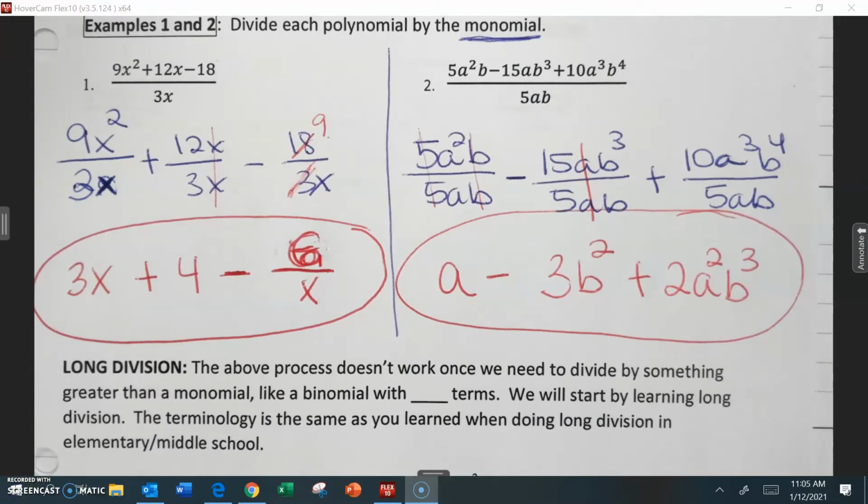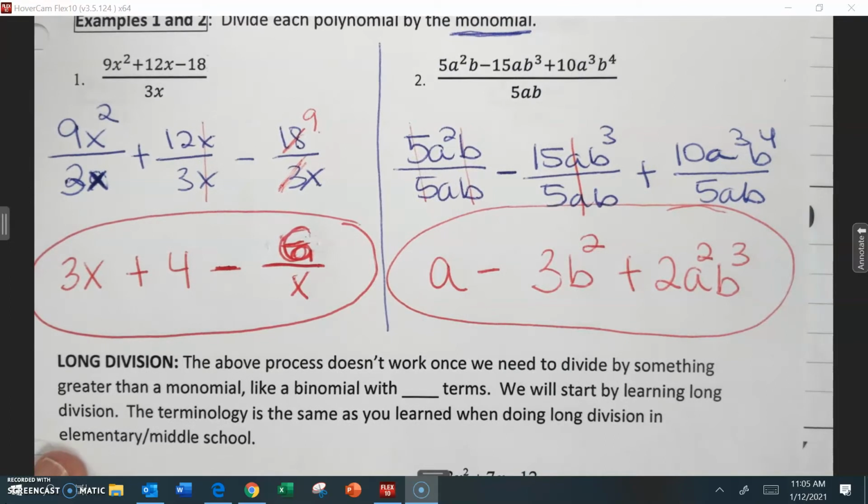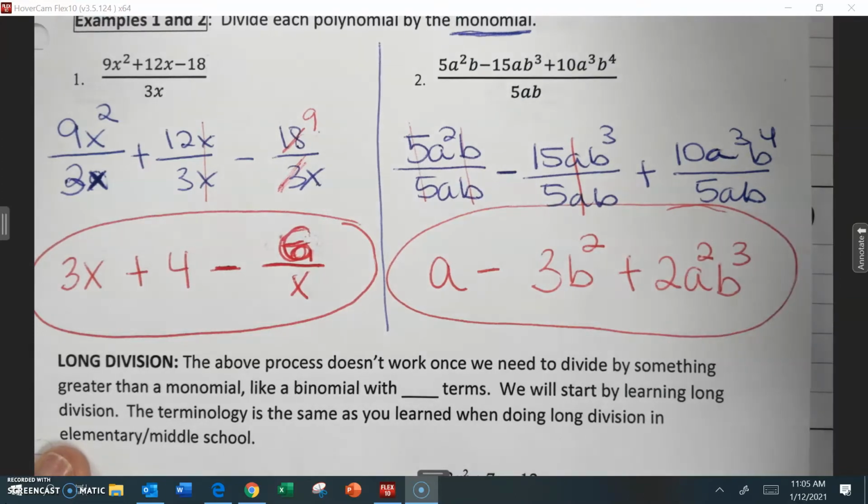All right, so check with me up here. Check your answers, and let's see if you have it. So you should have a minus 3b squared plus 2a squared b to the third. Does that look right? Tyler, if I did anything wrong, let me know. You never know with me, right?